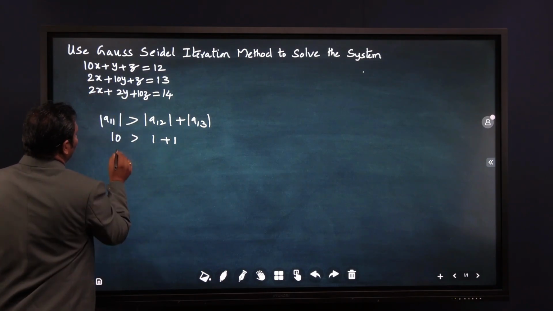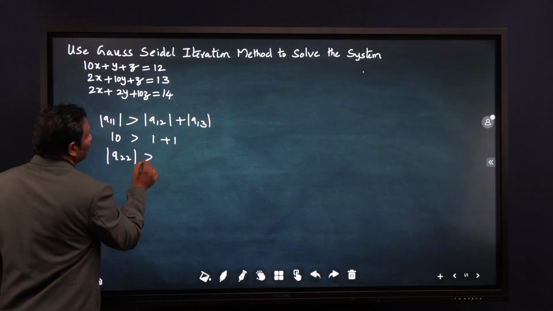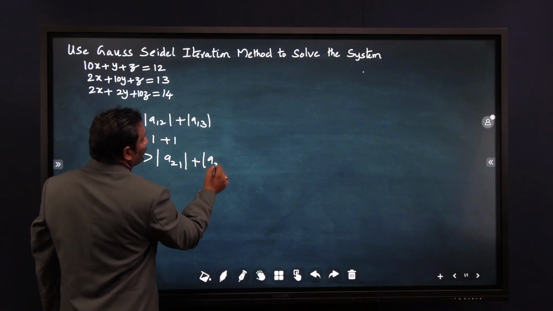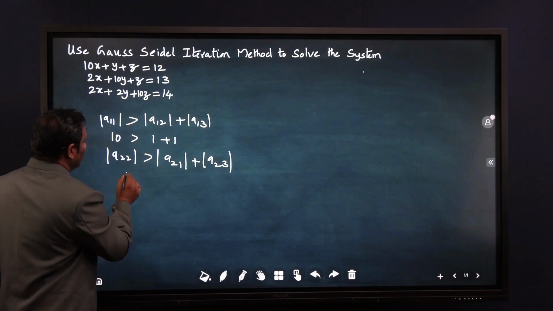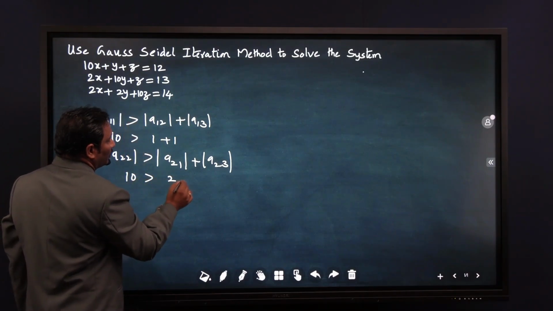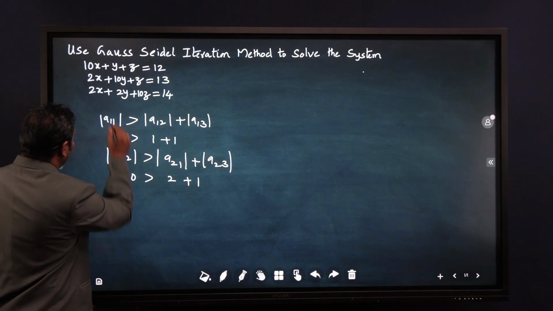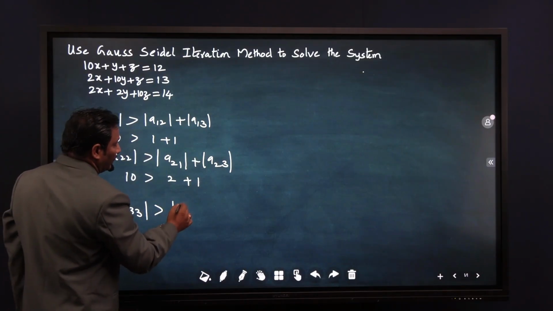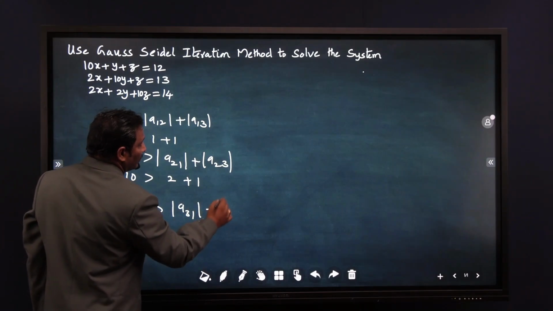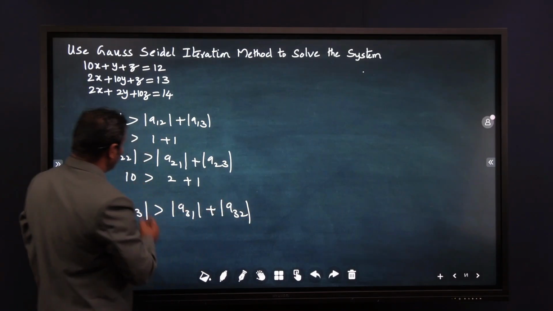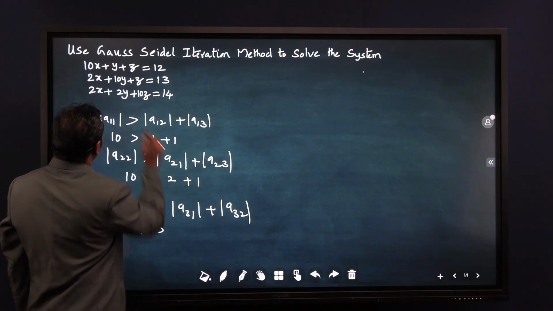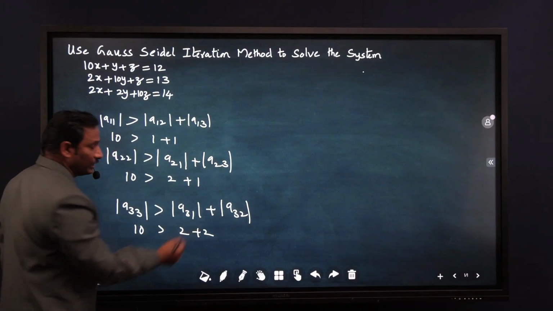Now the second equation, the y coefficient: a22 is greater than a21 and a23. That is, 10 is greater than 2 plus 1. Next, in the third equation, a33 is greater than a31 plus a32. The a33 coefficient is 10, and it is greater than 2 plus 2. So 10 is greater than 4.